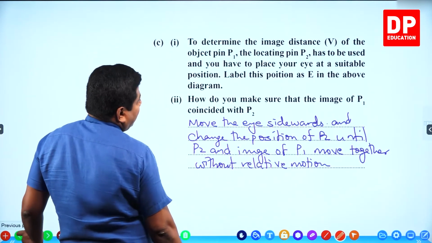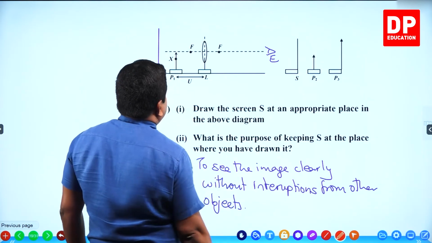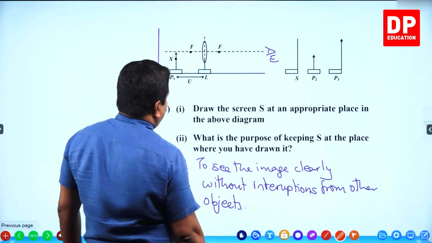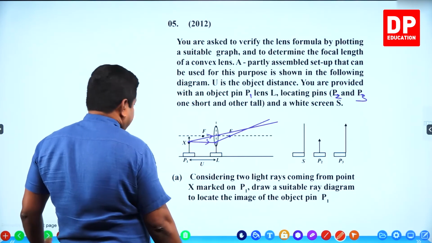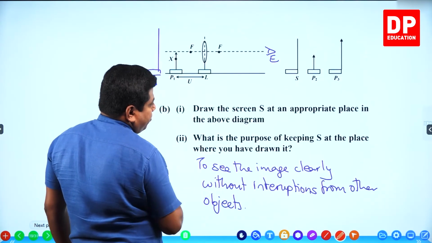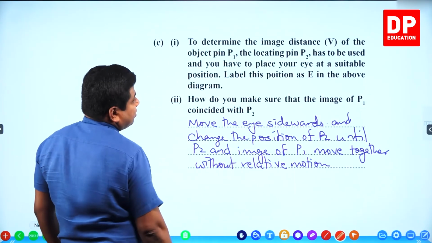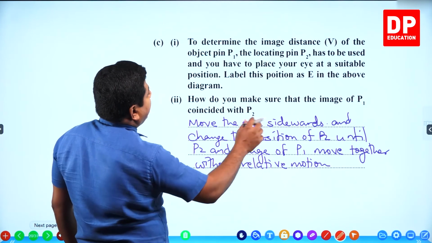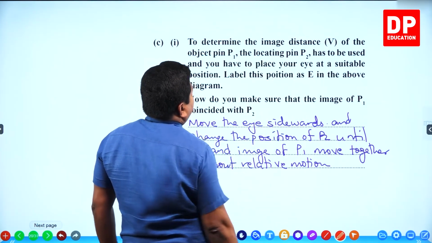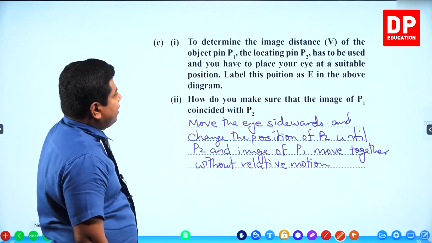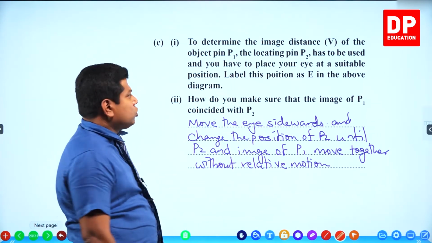In the previous one, did they ask us to mark pins? No, they asked us to mark only S. Then they asked where you would keep your eye, the position labelled E in the above diagram. Let's mark P2 also there.